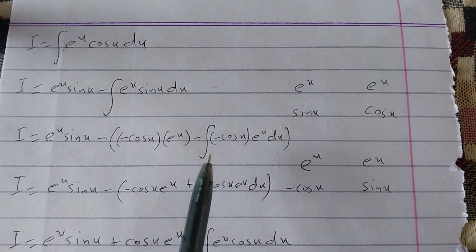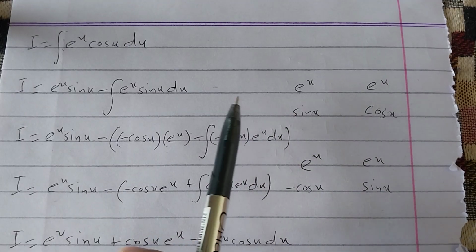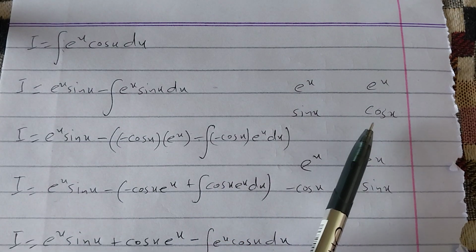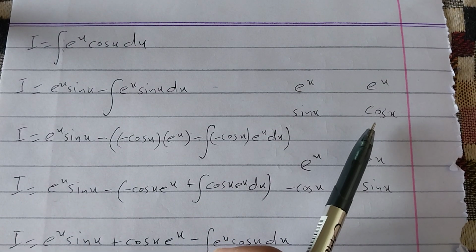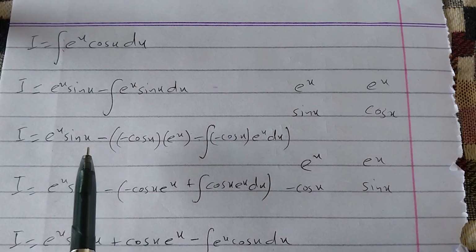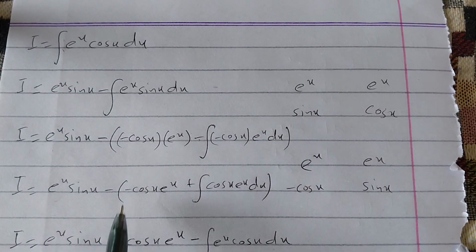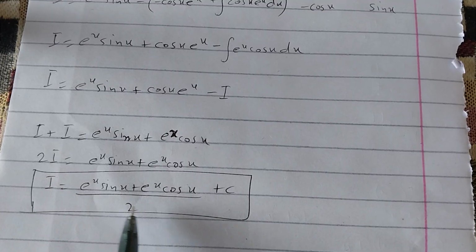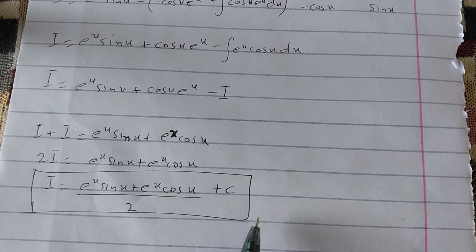So here I have taken e to the x as u and dv by dx as cos x, the reverse of which I did before. I'm just showing you that the result will be the same. I is equal to e to the x sin x plus e to the x cos x over 2 plus c.